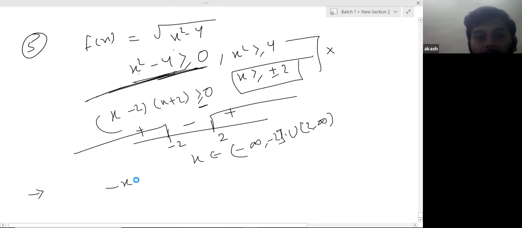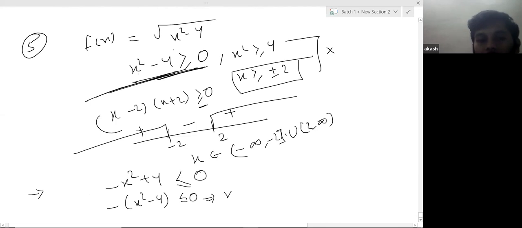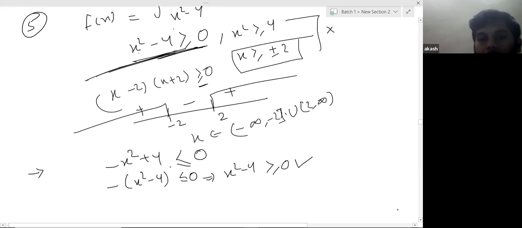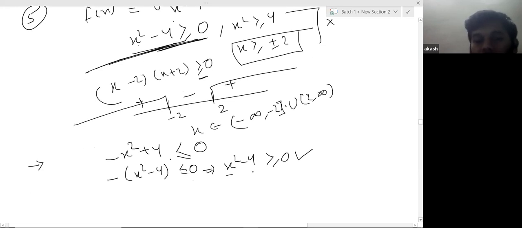If you have something like this, suppose you have to solve this. The first step is to make this positive. How to do this? Take minus common, multiply negative both sides. When you multiply by a negative, the inequality sign changes. So this equation becomes this. Now the second step is to factorize this. Factorizing is x minus 2, x plus 2. Now draw a number line.